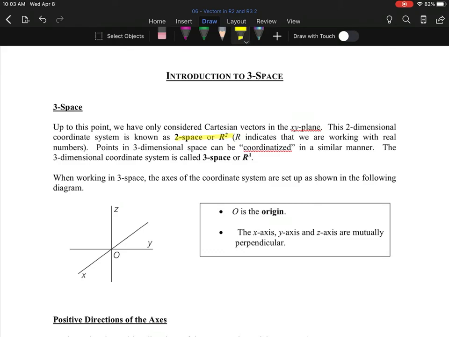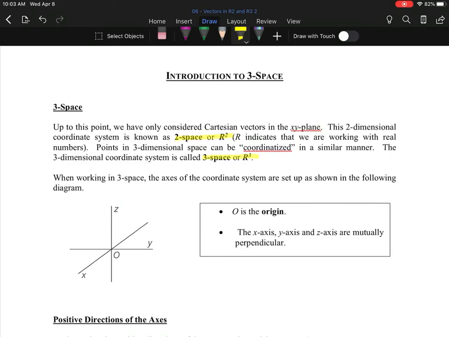Points in 3-dimensional space can be coordinatized in a similar manner. The 3-dimensional coordinate system is called 3-space or R3. Well, whatever room you're sitting in to look at this video, just look at the floor right now. And imagine that we did all our math from grade 9 on the floor. That would be R2. We'd be graphing x's and y's all along the floor.